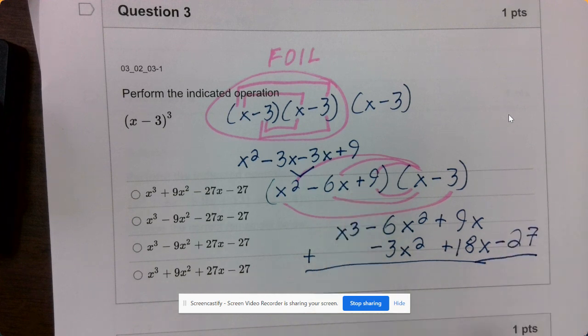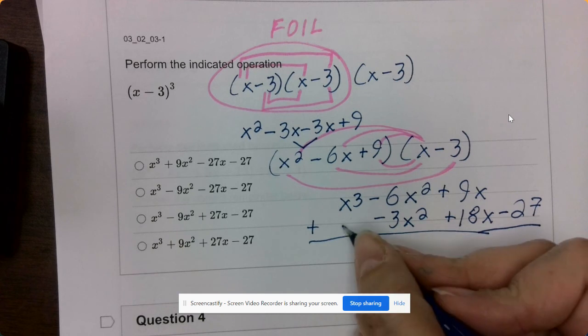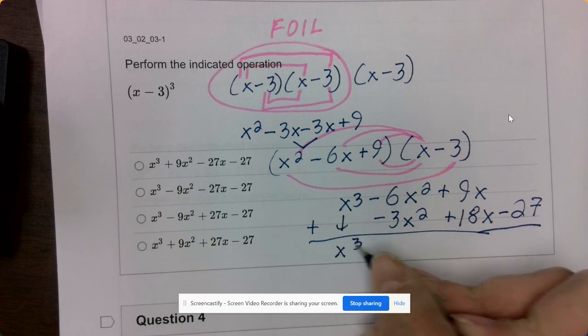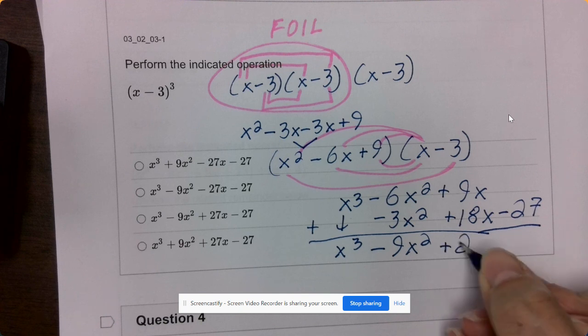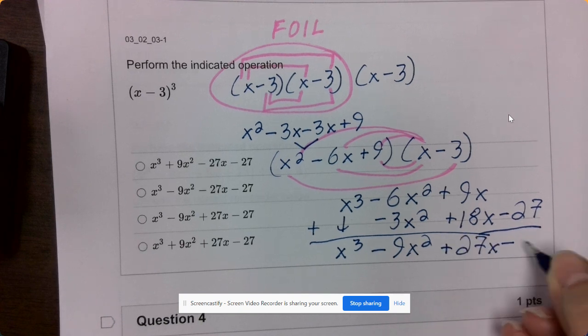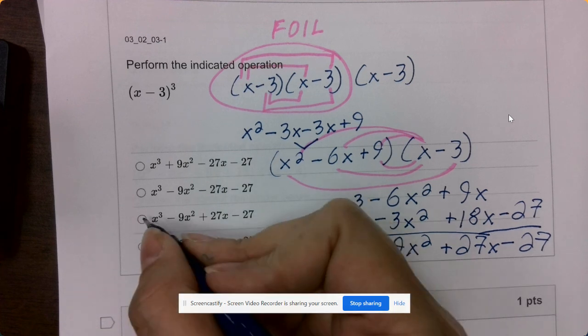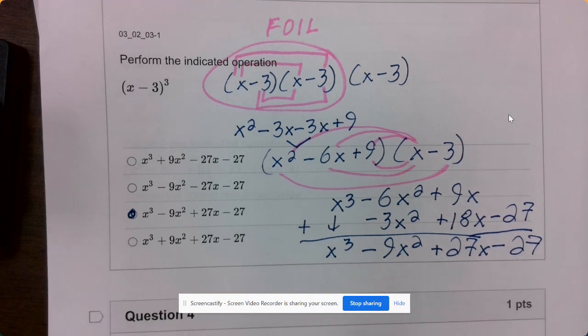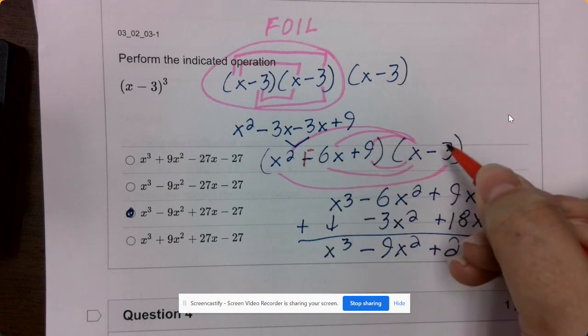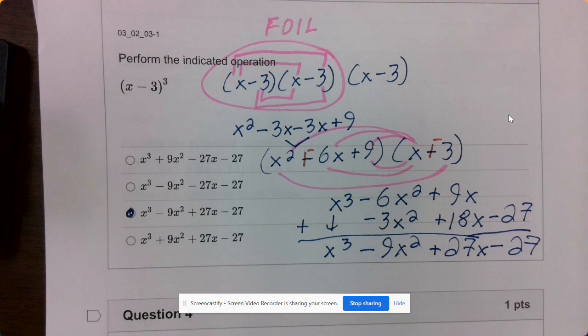We're going to combine like terms. So I'll bring that x cubed down. Minus 9x squared plus 27x minus 27. And you look for which one it matches. Make sure everybody notice you have to be really careful about the signs, okay? If it helps you do keep change, I would do that just to keep track of the signs. So it's up to you on this stuff.